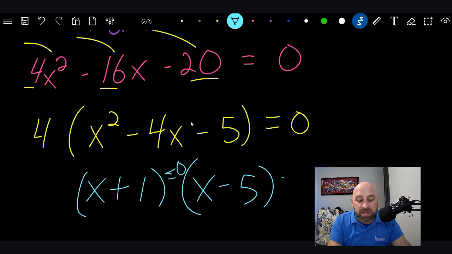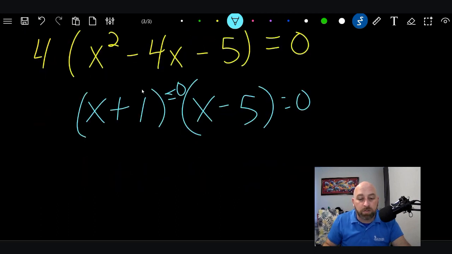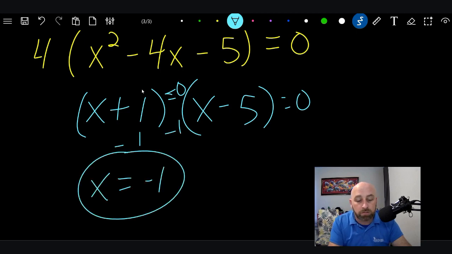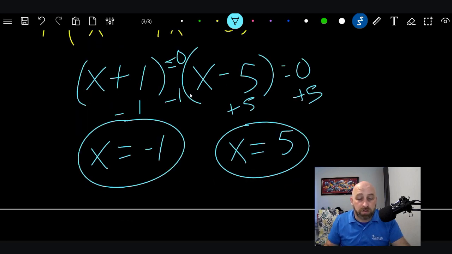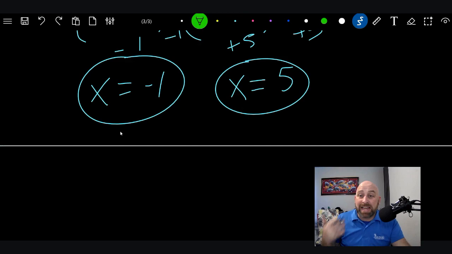We set each one equal to 0. So we subtract 1 from both sides, and we get x equals negative 1. And then plus 5, and over there we would get positive 5. x equals 5. Okay. So now, what is the solution? Well, there are 2 solutions to this one. Okay, so what is the answer to this problem?